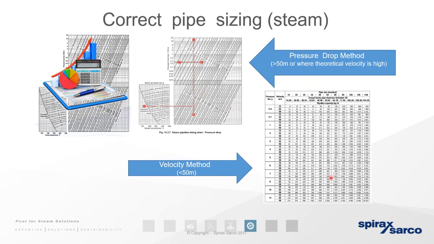For shorter runs, generally your branch lines, which are smaller, less than 50 meters in length, we generally use the steam velocity method, where we would utilize around 25 to 30 meters per second at various pressures. You would just come across, have a look at what your requirement is, vertically up, and you would find the size of your steam pipe that is required.